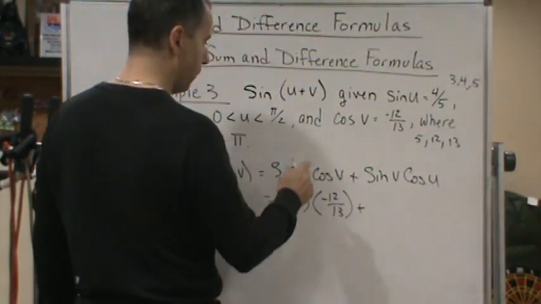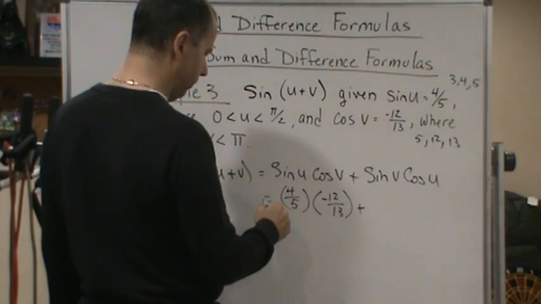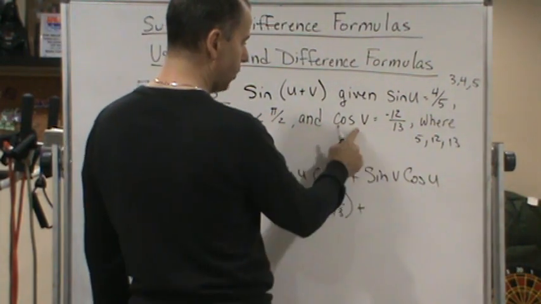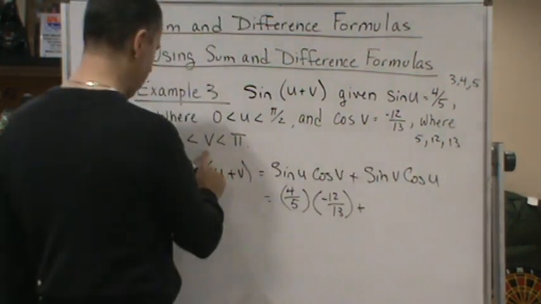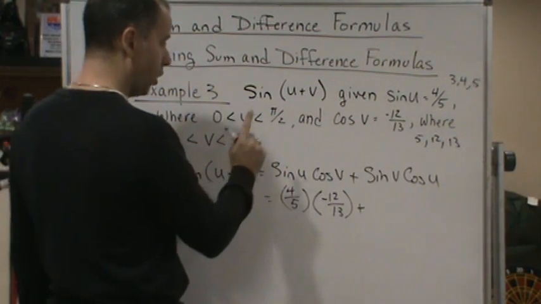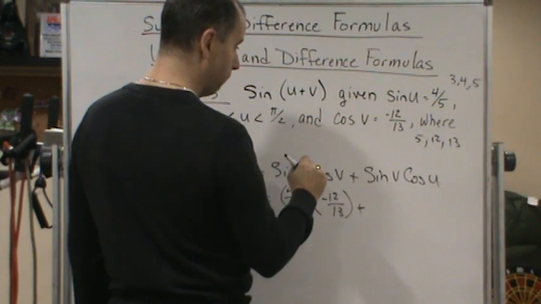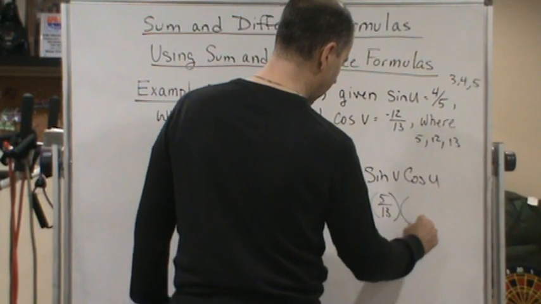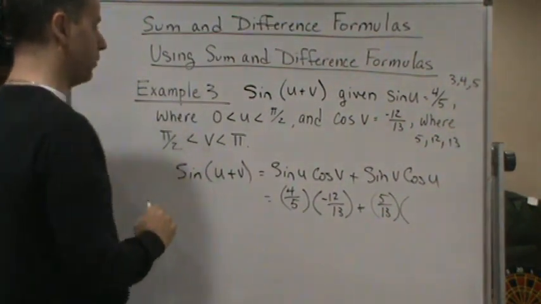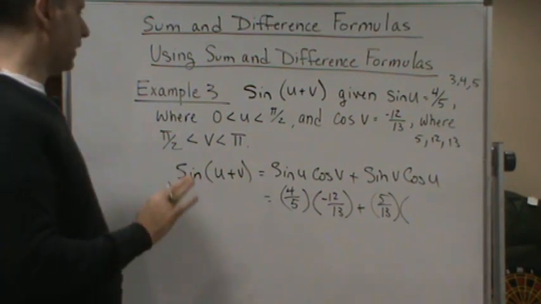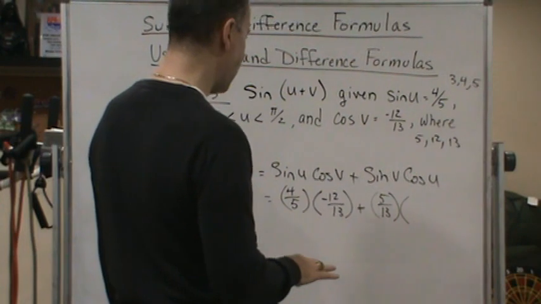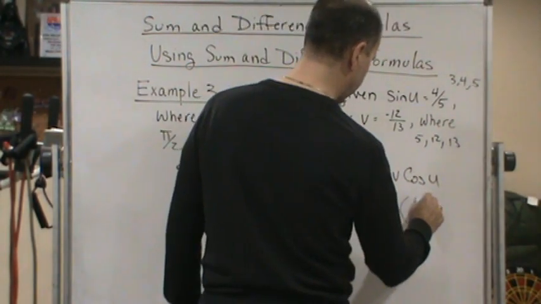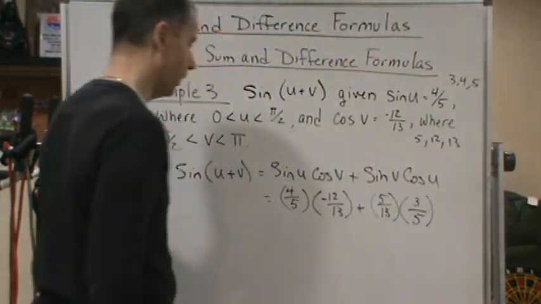So sine v is going to be what? Well, cosine is negative, right? We're in the second quadrant, but sine is going to be positive. So this is going to be positive 5 over 13. And then cosine u, again, u is in the first quadrant. Cosine is positive in the first quadrant. Okay? And so cosine is going to be 3 over 5.